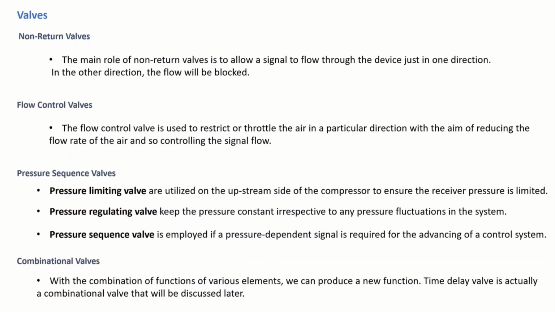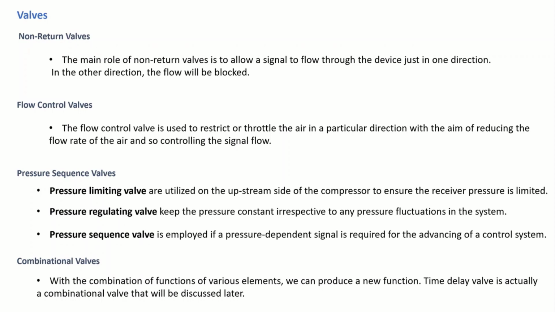What we have are non-return valves, flow control valves, pressure sequence valves, and combinational valves. So let's have a brief definition of non-return valves. In future, we'll design a circuit in which we will have a non-return valve. The main role of a non-return valve is to allow a signal to flow through the device in just one direction. In the other direction, the flow will be blocked.